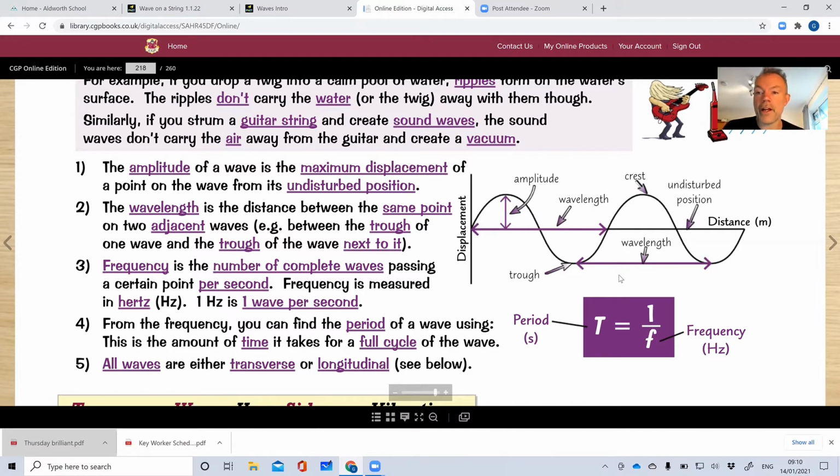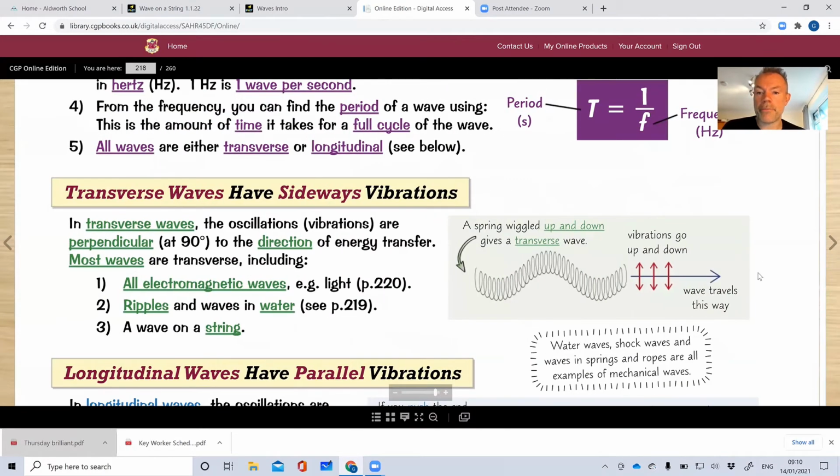Okay, and then the number of waves every second is the frequency. So look, I've got 2 waves on my screen there. If that wave had gone past in 1 second, that'd be 2 waves in 1 second. So the frequency would be 2 hertz. Okay, so that's your wave basics.